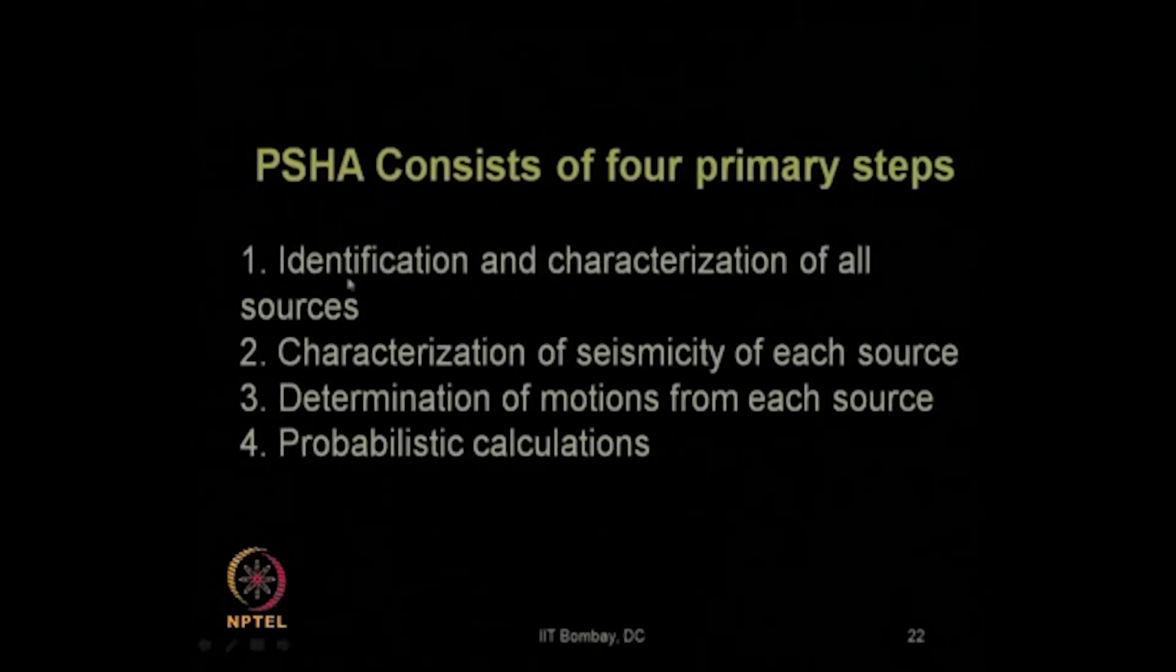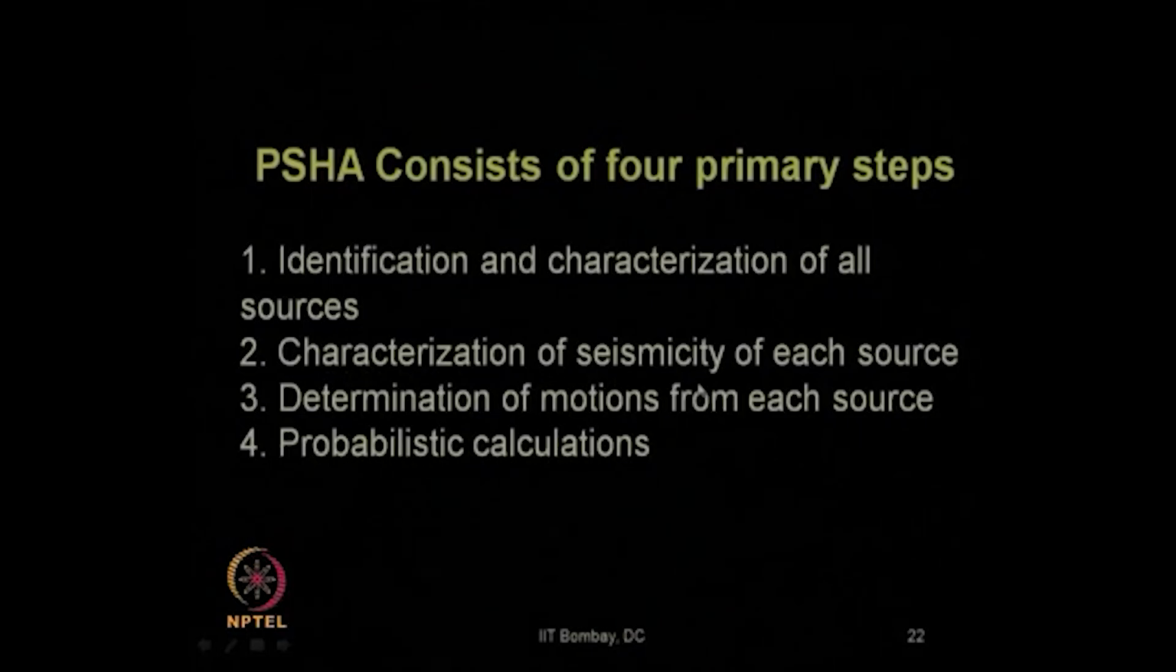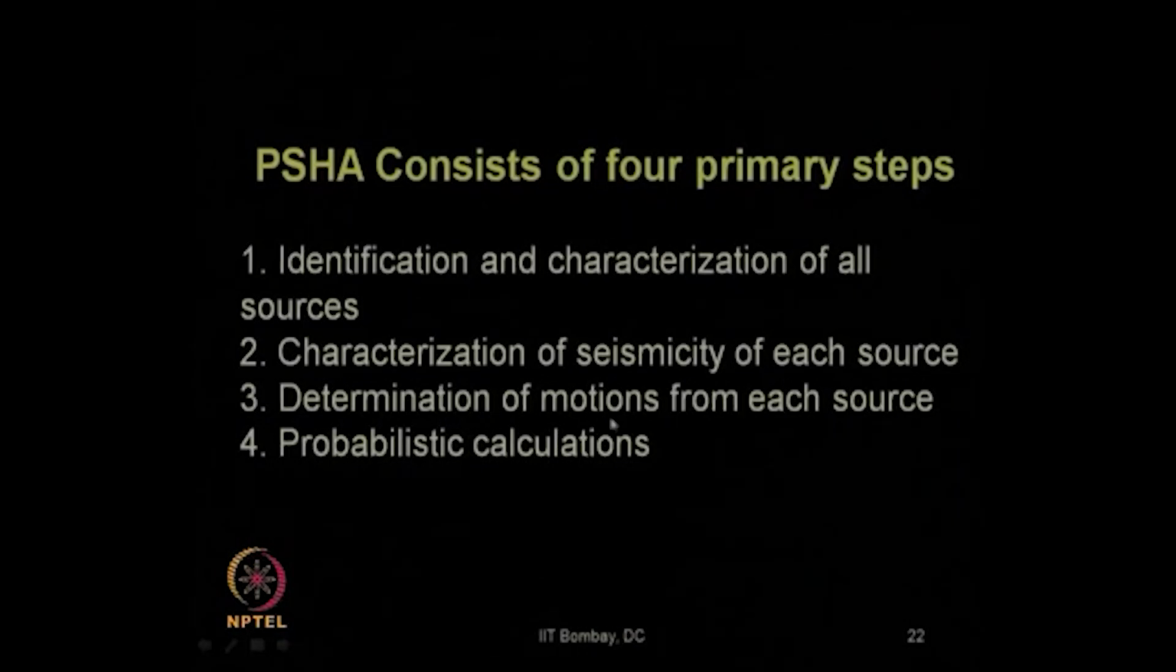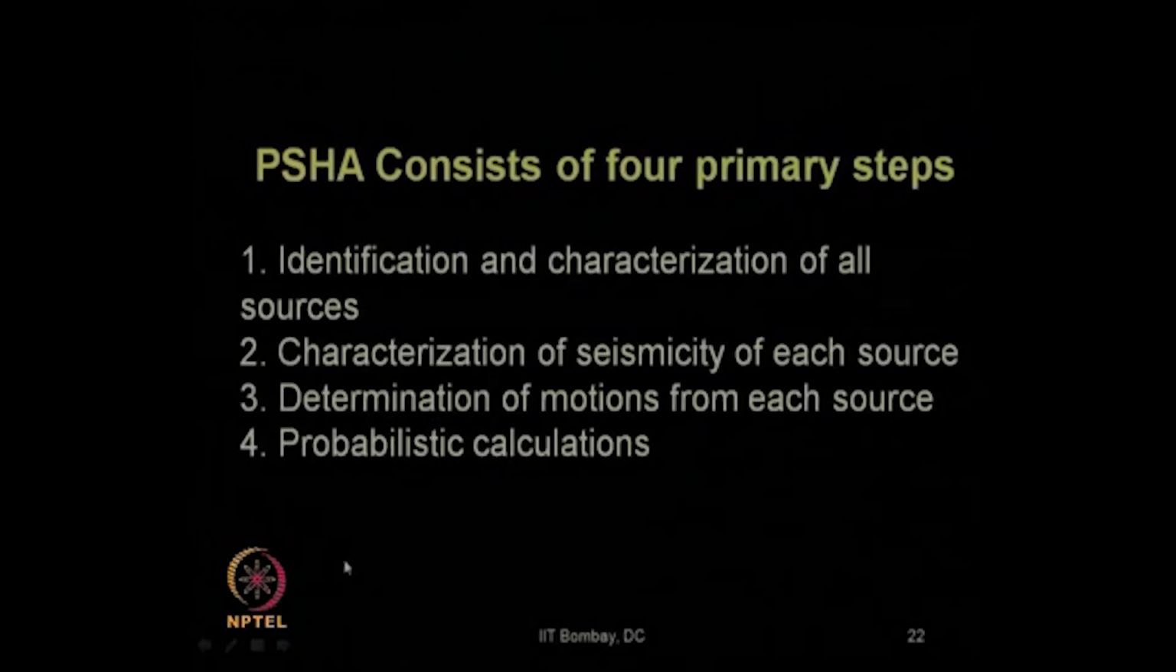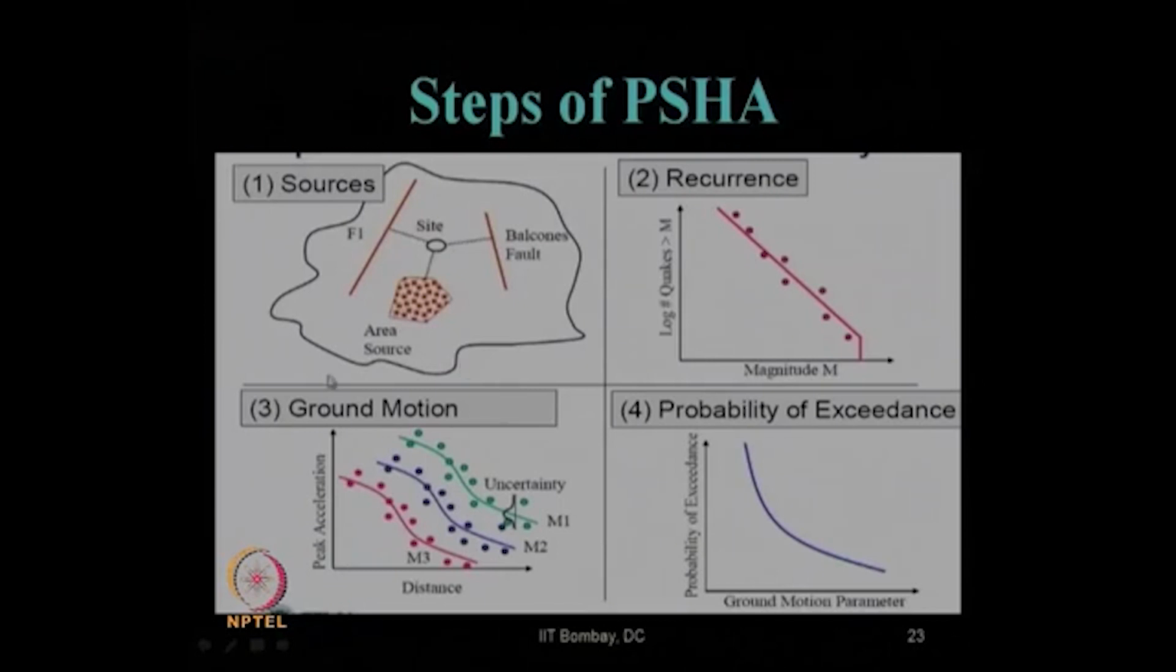What are those steps? The first step is the same, that is identification and characterization of all sources. Then the second phase is characterization of seismicity of each source. Then the third step is determination of ground motions from each source, and the fourth phase is probabilistic calculations based on all this input data. So, if we see graphically through a picture, these are the 4 steps involved. You can see over here, the first step is to identify the source.